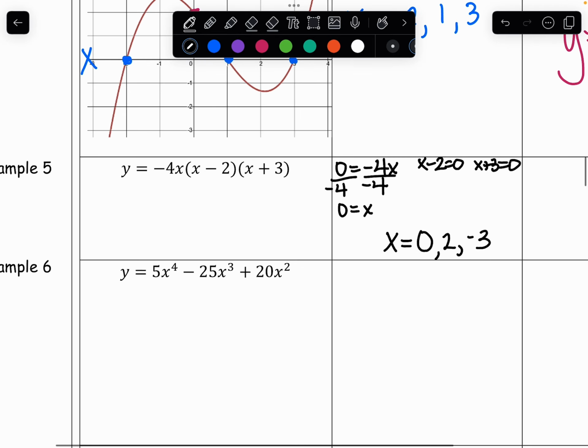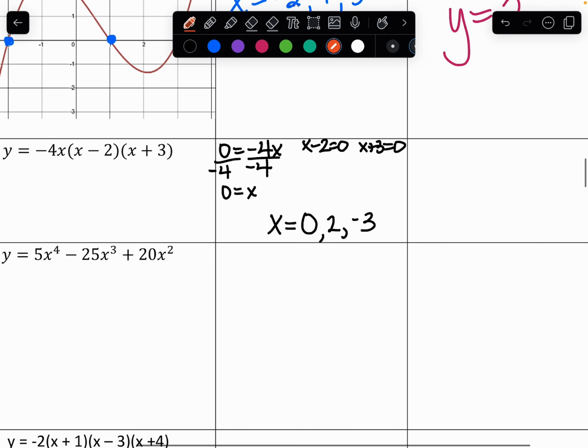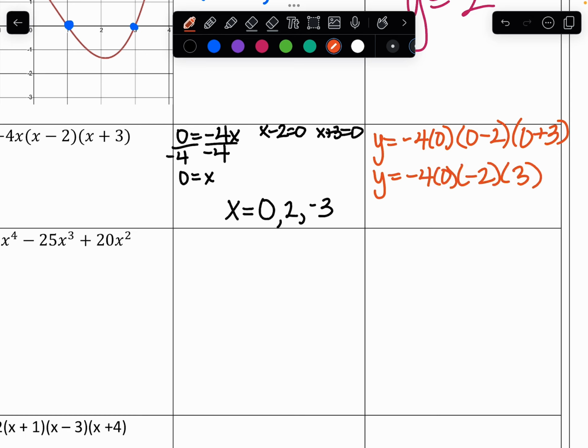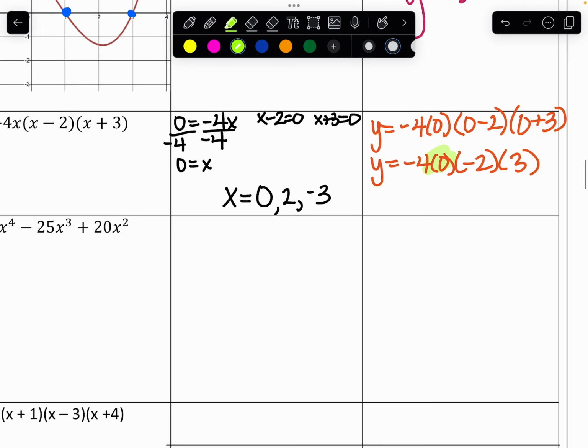We have 3 solutions. Now, if we plug in 0, we would get y equals -4 times 0 times 0 minus 2. You might start seeing a shortcut. Times 0 plus 3. We would get y equals -4 times 0 times -2 times 3. Well, one shortcut is we can see that anything times 0 is 0, so our y-intercept is going to be 0.